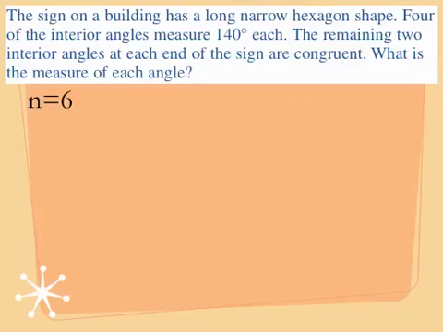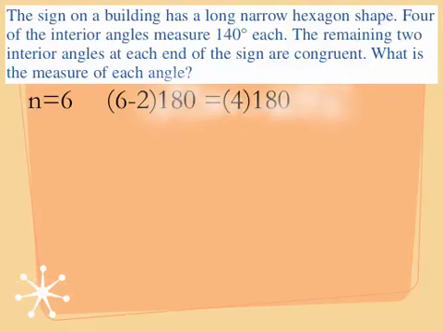They tell us that 4 of the interior angles measure 140 degrees each, and they want us to find the remaining 2 interior angles. The first thing that I need to find is what the sum of the interior angles of a hexagon should be. So I'm going to use the Polygon Interior Angles Theorem, which would be 6 minus 2 times 180. 6 minus 2 is 4, times 180 tells me that all the interior angles should add up to equal 720.